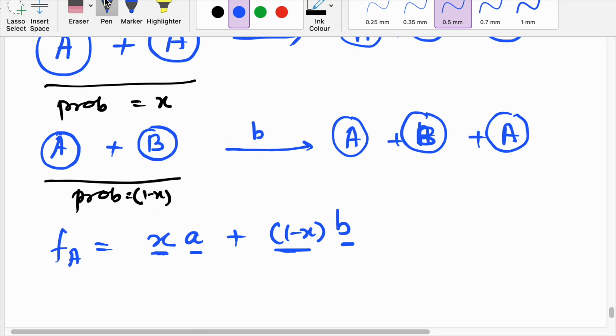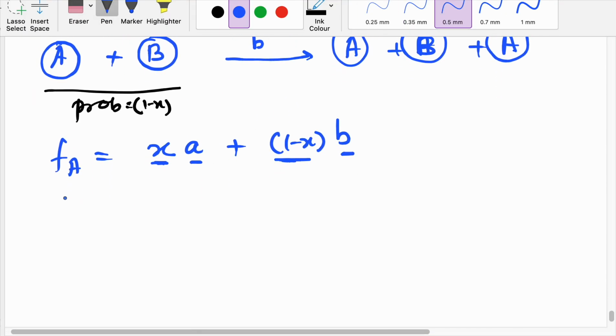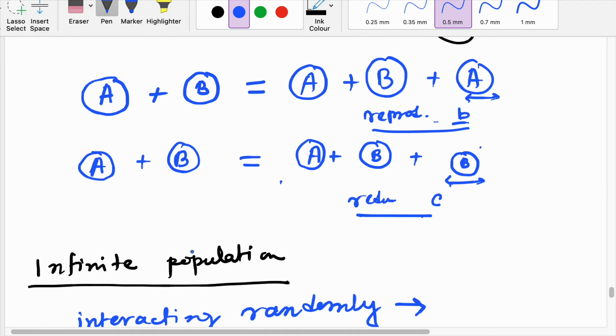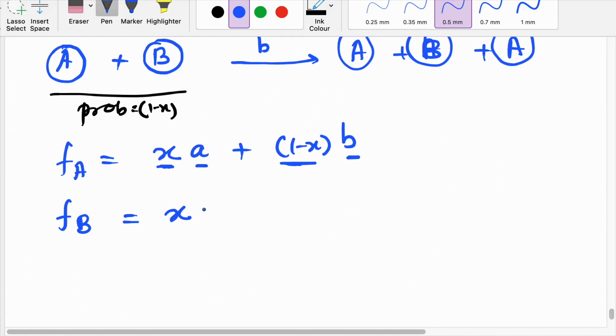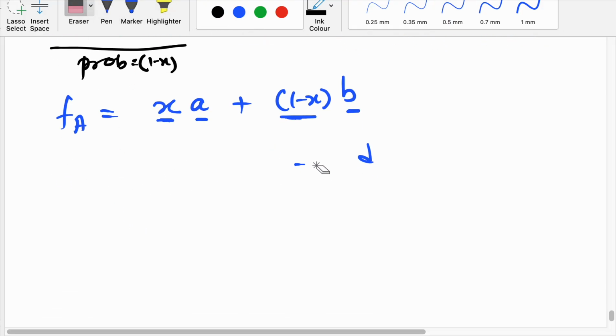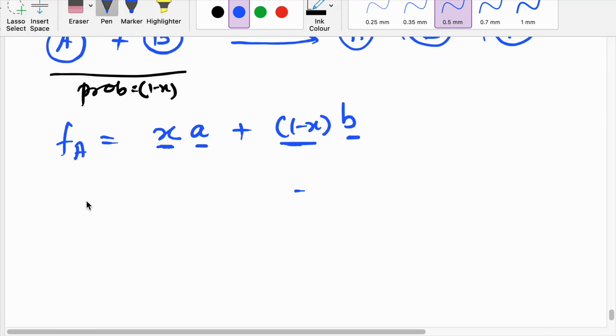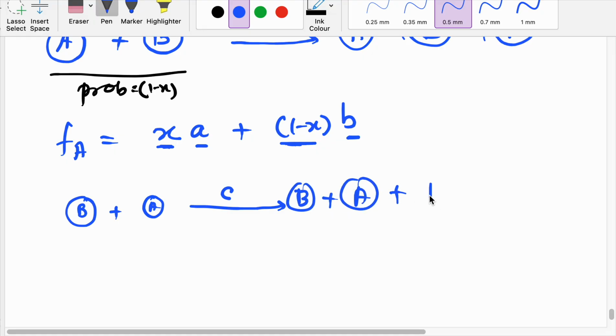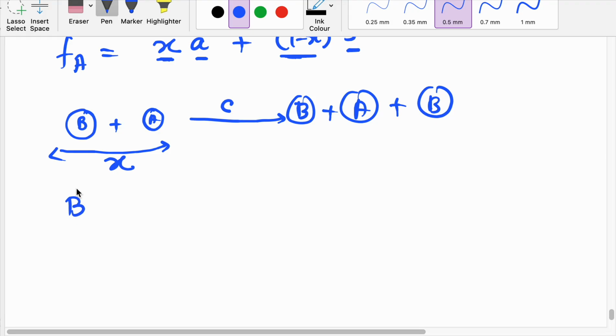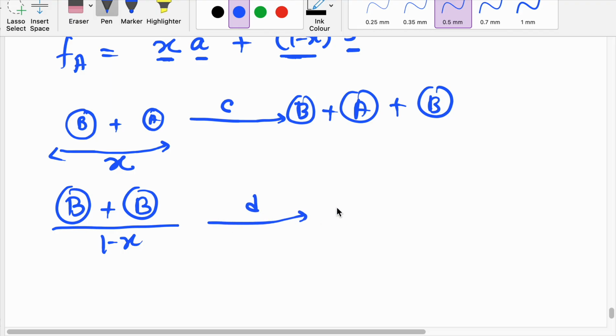Okay. So similarly, we can write the fitness fB, that will be x into C plus 1 minus x into D. So let me explain: one B type individual meets an A type individual, and they reproduce at rate C, and the B type individual gets a chance to reproduce another B type individual. The probability of a B type individual finding an A type individual is x, and finding another B type individual is 1 minus x, and they reproduce at rate D.